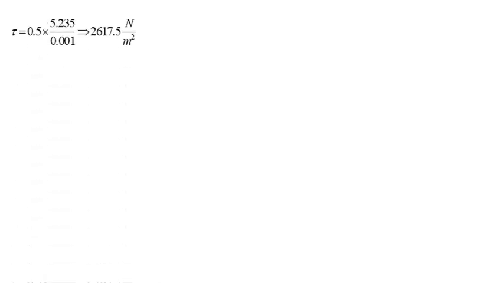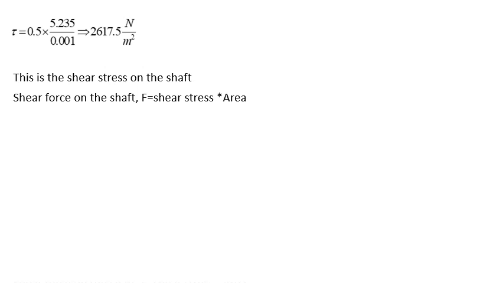Now shear stress is equal to 0.5 into du, 5.235, and dy is 0.001. So then the shear stress is equal to 2617.5 Newton per meter square. So there is a shear stress on the shaft, and the shear force on the shaft. Now easily I can find what is the shear force on the shaft. The shear stress is equal to shear force by area. So the shear force on shaft, F, is equal to shear stress into area.